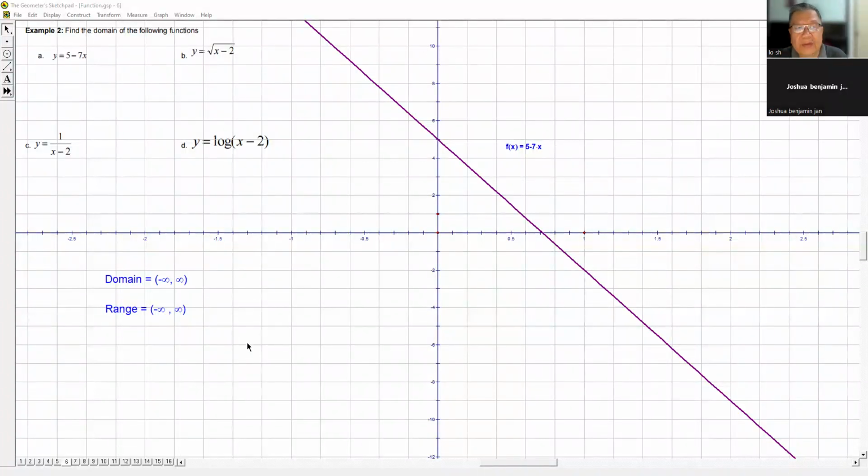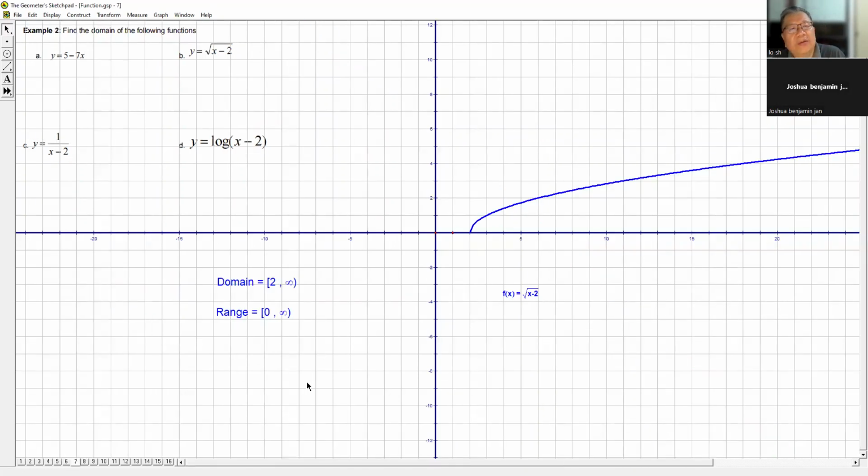Any questions so far regarding how to look at the domain and the range? Any questions? No. Then we look at the next one, how to determine the range.